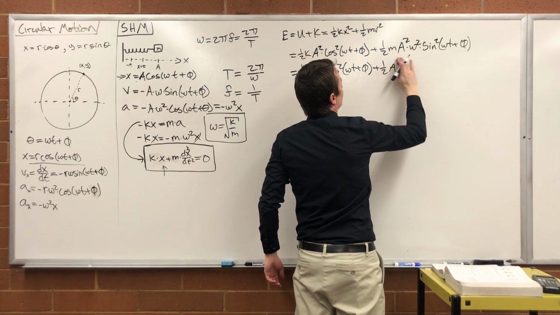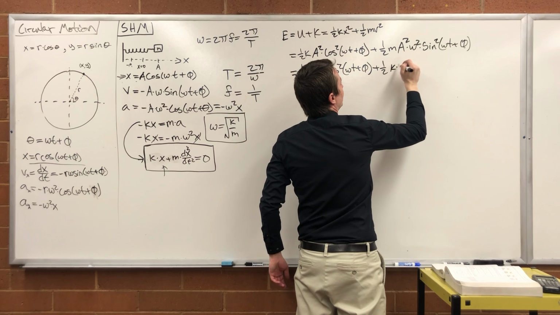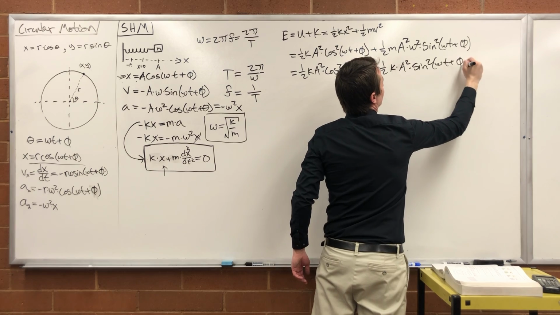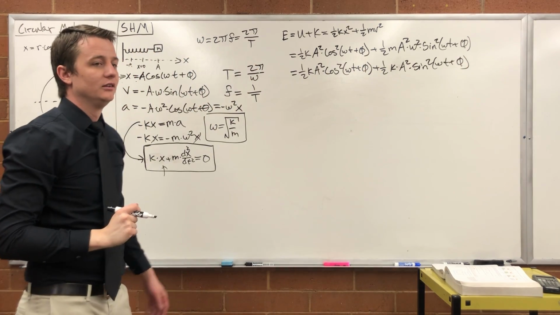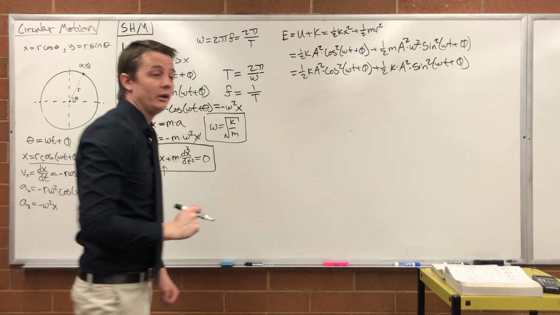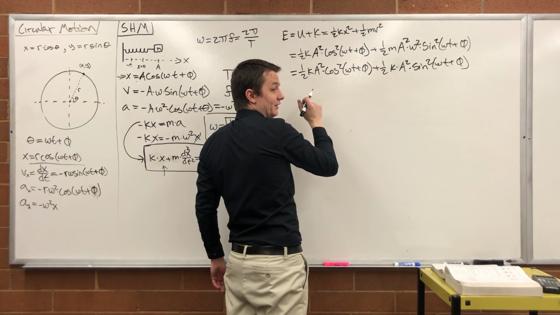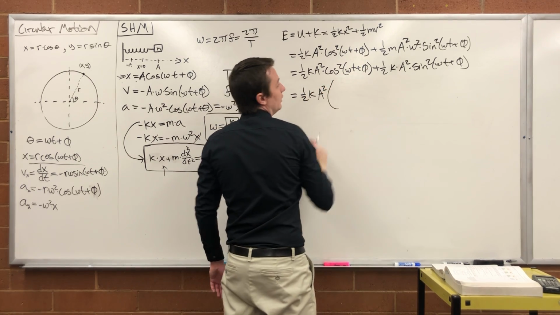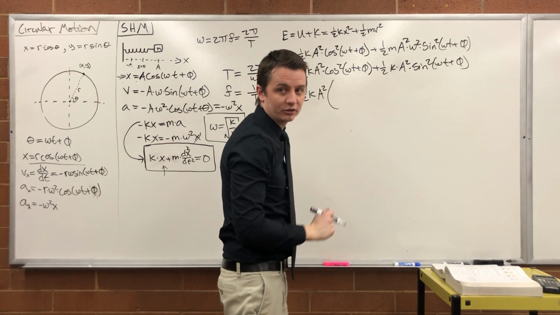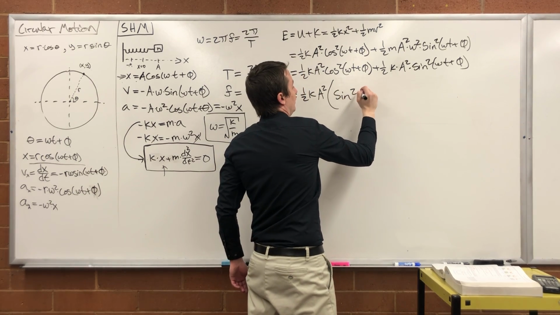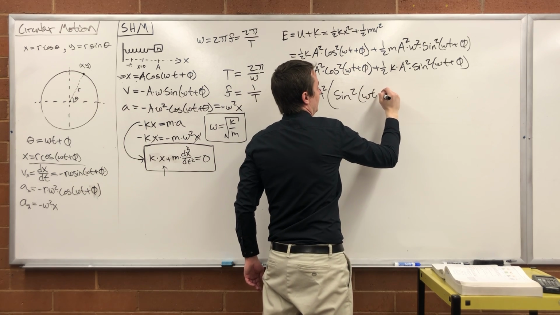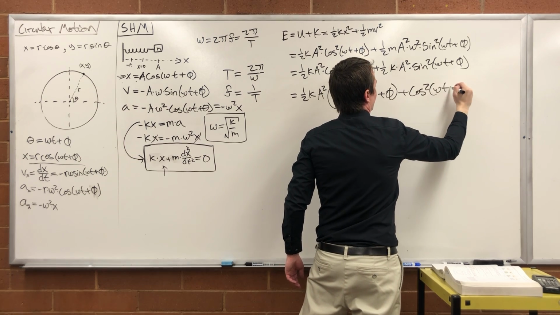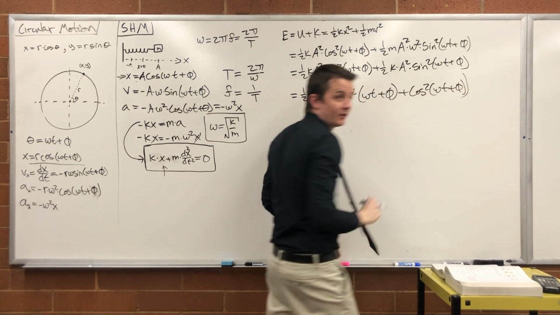1/2 a squared, oops, I'll write my k first. 1/2 k times a squared times sine squared omega t plus phi, right? What are we noticing? It's 1/2 of that plus 1/2 of that. Oh, but it's cosine. 1/2 ka squared. And I'll write my sine squared before my cosine squared. So we have sine squared omega t plus phi plus cosine squared omega t plus phi. Right?